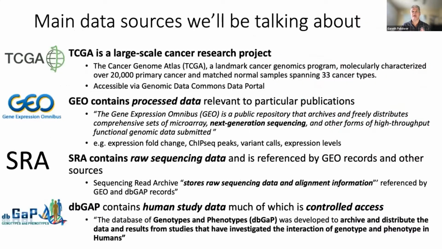Okay, so the main data sources I mentioned are TCGA, which is the Cancer Genome Atlas, which is an enormous research project, which is long running, and has over 20,000 cancer samples matched to normal in many cases, spanning 33 cancer types. It's a fantastic resource, accessible via the Genomic Data Commons data portal. Once again, we'll talk about that.